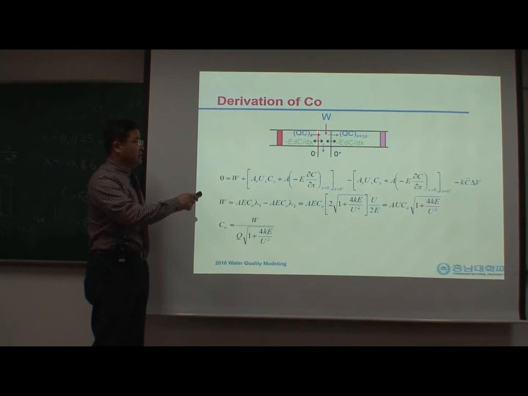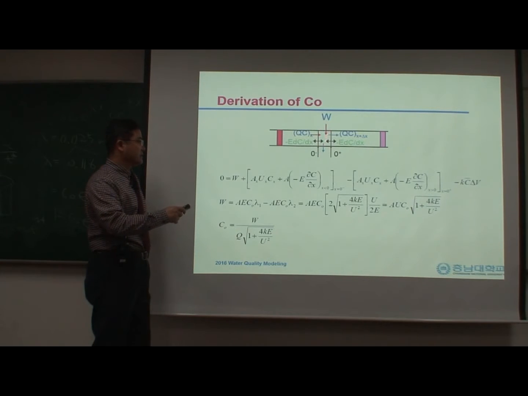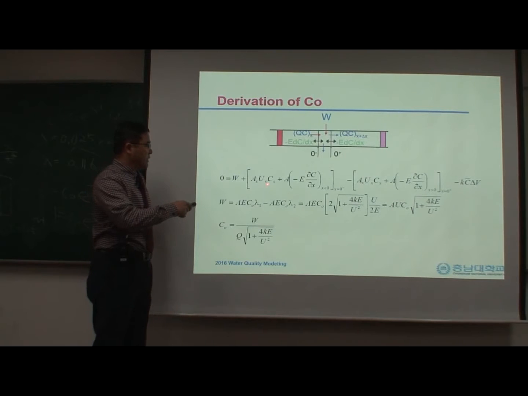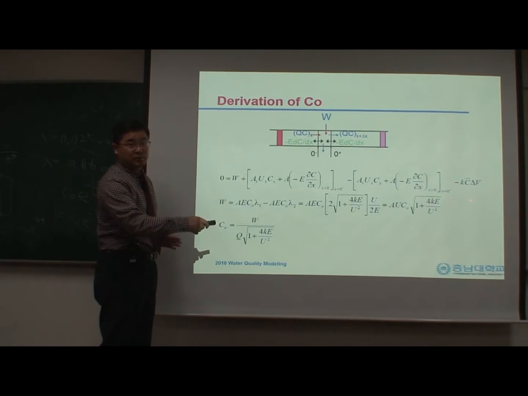So we will develop a mass balance equation for this little piece, and so we have something coming in through advection, AUC or QC, and QC we have at x equals 0 minus place and x equals 0 plus place.